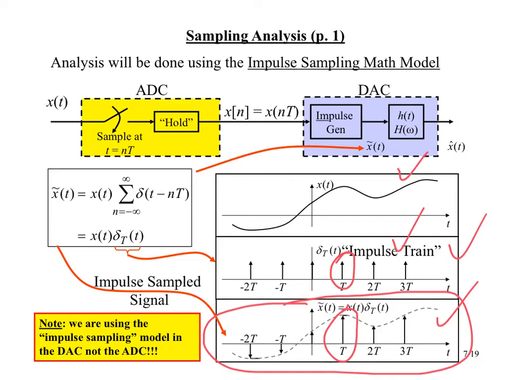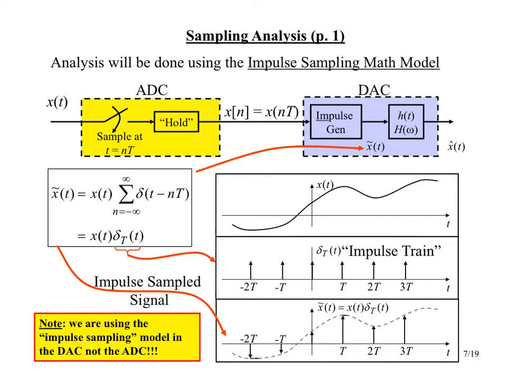And the problem that I have with most developments of sampling theory is that they tend to allude to the idea that it's this impulse sampled signal that comes out of the A to D converter. But it's not. It's actually more appropriate to think of that inside the DAC, although in reality this impulse sampled signal never actually happens anywhere in the real world, as we'll see.